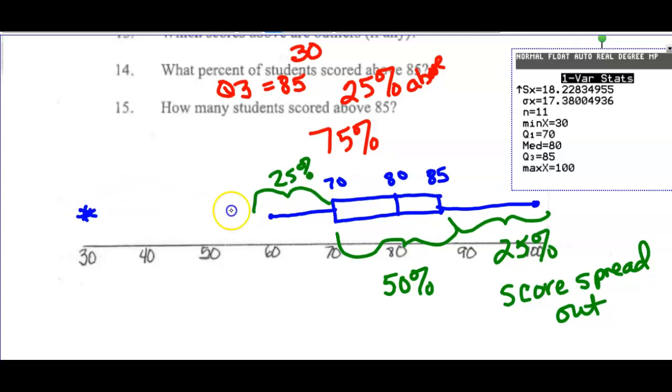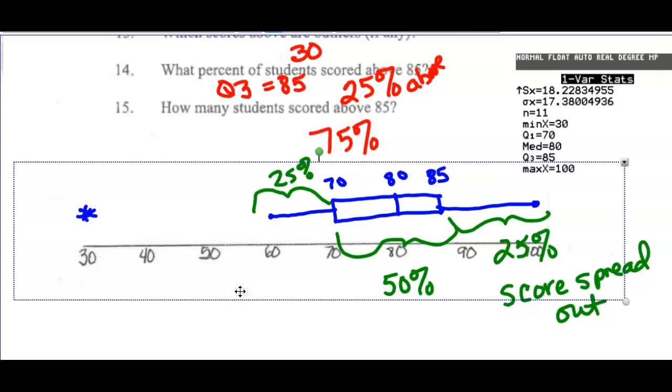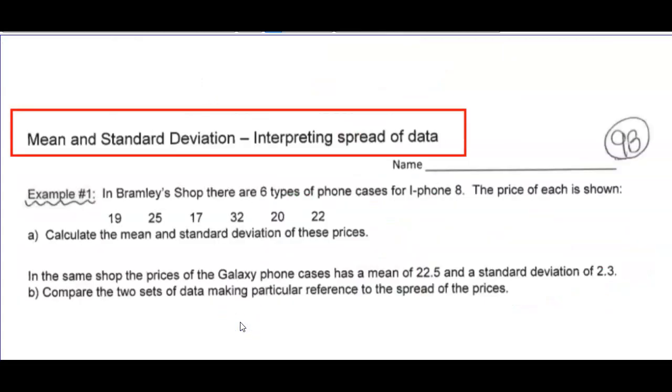It actually includes that data point, so it's a little confusing, but this half of the box is longer. This is a difference of 10. That means this 25% of the data was more spread out. There were 25% of the students who scored exactly between 80 and 85. All right, so that's a box and whisker plot explained very quickly.